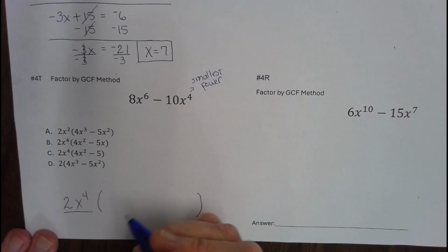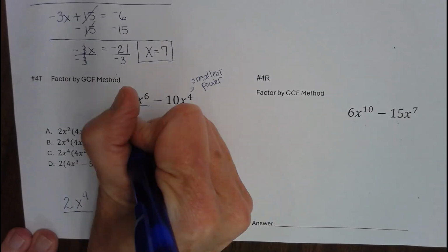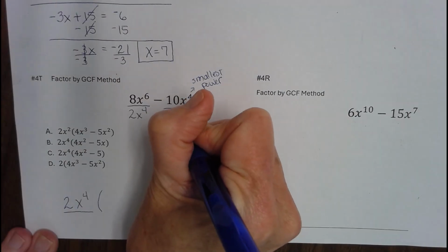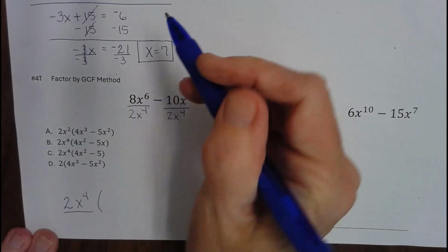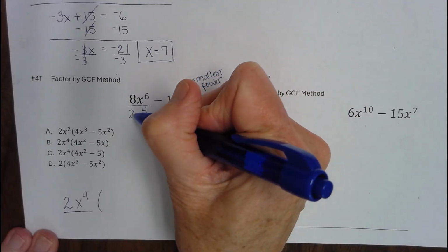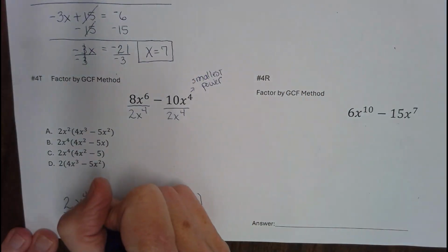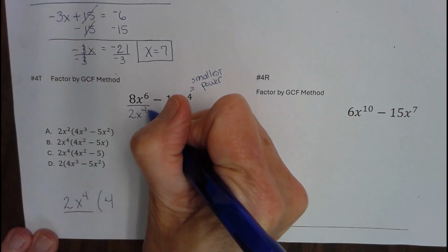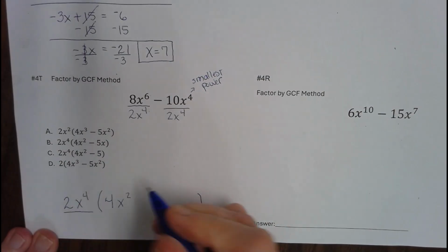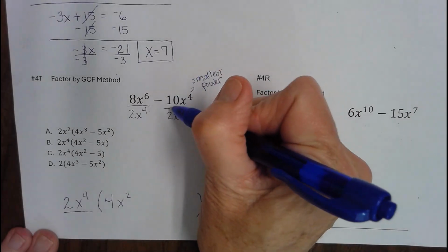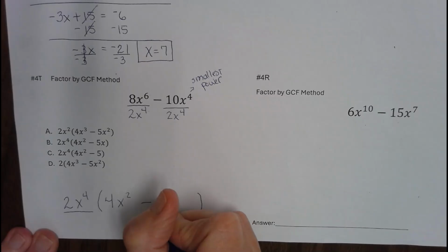Okay. Now, the next step to know what I fill in here is we divide all the terms by the greatest common factor, by 2x to the 4th here. And I'm going to divide by 2x to the 4th here. Now we are dividing coefficients and we are subtracting powers. 8 divided by 2 is 4. I am subtracting powers, so I get an x squared. Same thing here, negative 10 divided by 2 is negative 5.